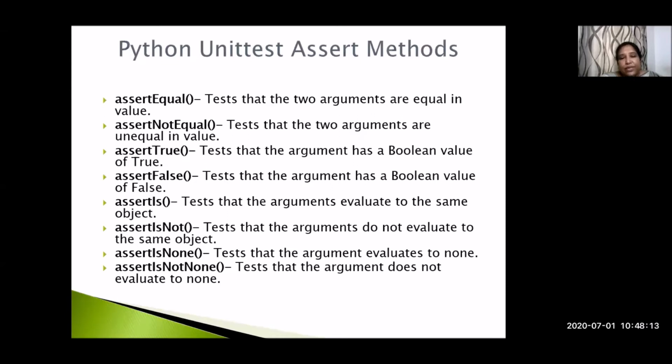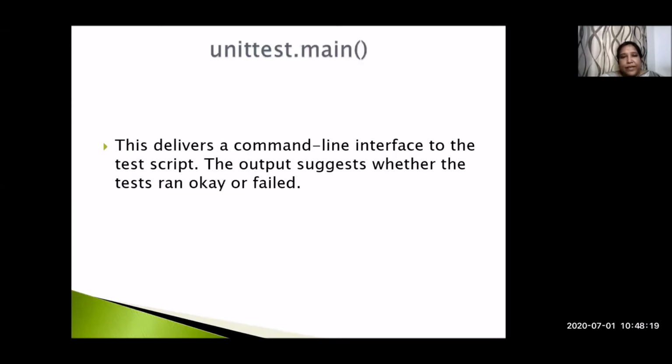So these are the few examples I have listed over here. These are all the assert methods. And as I told earlier, first you have to take the Python program, and after this Python program, you have to take the test cases. After completion of the test cases, you have to take this unittest.main. This main function delivers a command line interface to the test script, and the output suggests whether the test ran okay or failed.